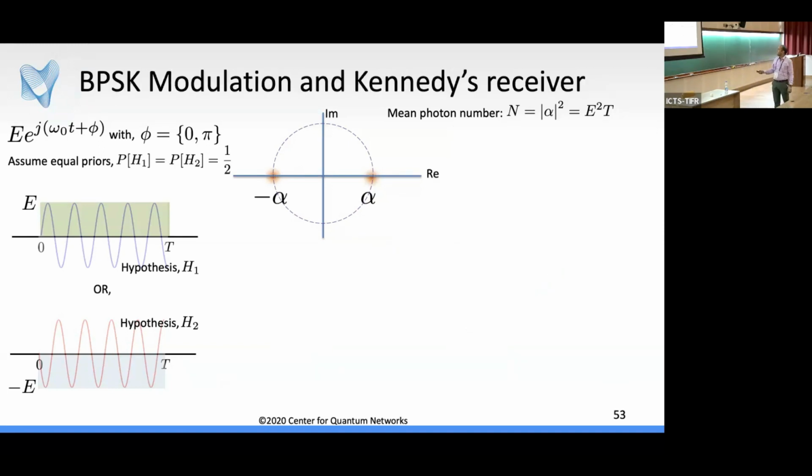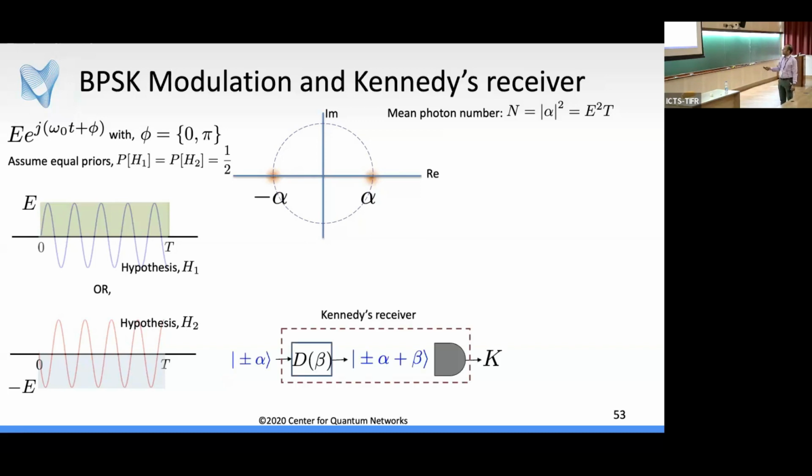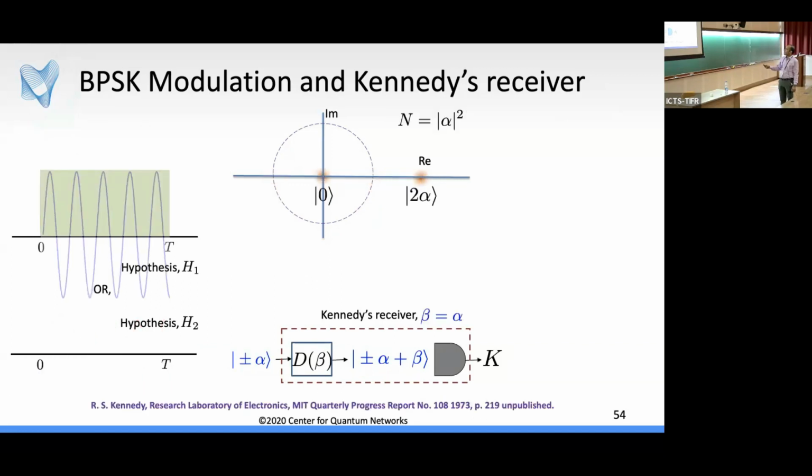Okay, so let's look at a very simple example first. What if I applied this displacement by beta to move alpha to 2 alpha and minus alpha to 0? Is that clear? So I have chosen beta equal to alpha. So I start with plus and minus alpha and I move it to plus alpha plus beta and minus alpha plus beta. And beta is alpha, which means this will be 0. Now will you be able to tell them apart by photon detection? You will be, because you have taken away the photons from one of them and the other one has a lot of photons.